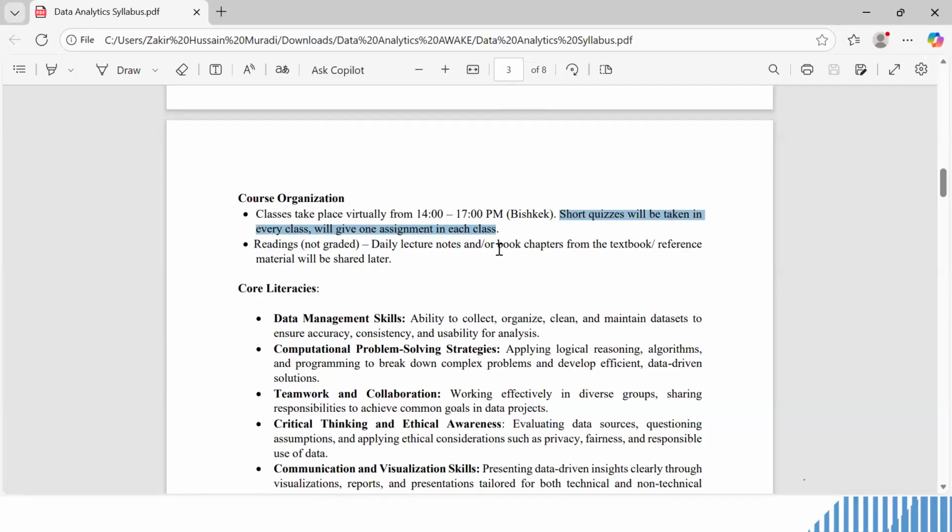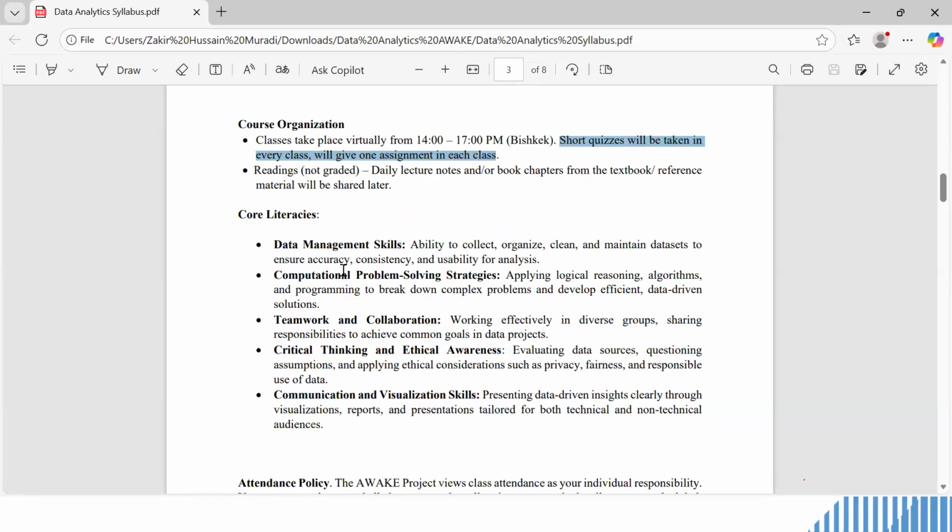This means that your attendance is also counted based on the quizzes that you submit. Reading materials, I will share with you some reading materials. They are not graded, but they include daily lecture notes and chapters from the textbook.